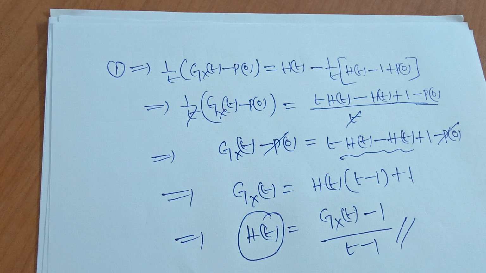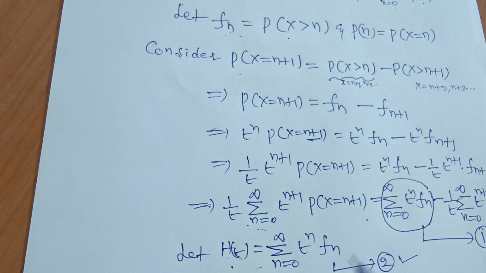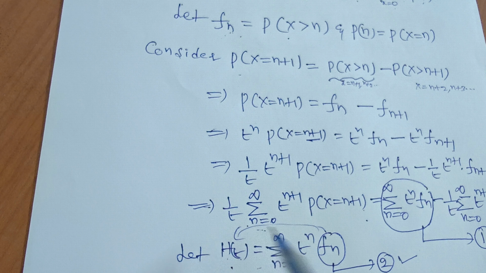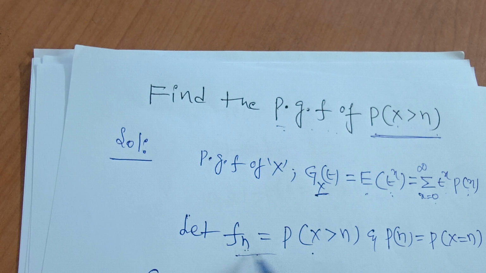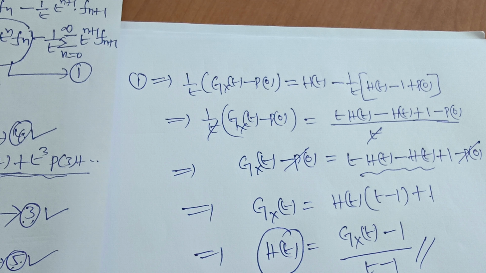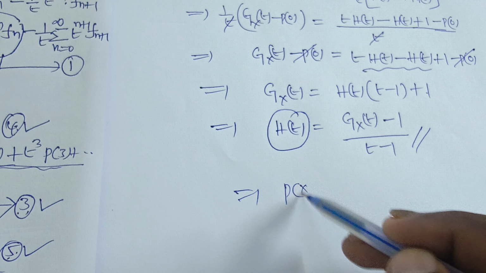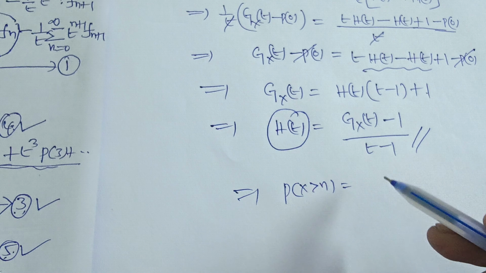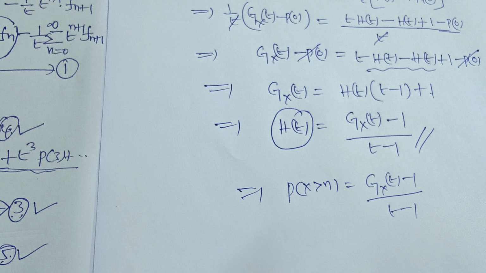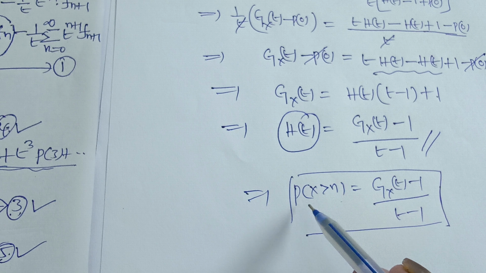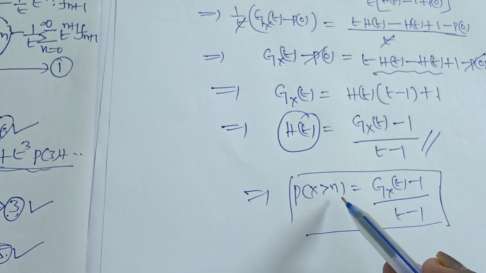What is the meaning of h(t)? Here h(t) means the generating function of f_n. What is f_n here? f_n is the probability of X greater than n. The probability of X greater than n is equals to G_X(t) minus 1 by t minus 1, the P.G.F. of P(X > n).